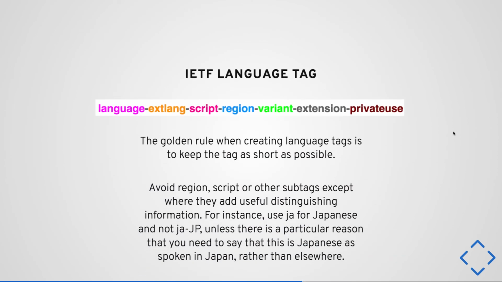So here's the full entire IETF language tag capability. Language, the extension language, the script, the region, the variant, and so on. The best practice is to use the minimal amount required to represent your purposes. For instance, there is no value in representing Japanese as JA-JP, Japanese as spoken in Japan, unless you're trying to exclude everything else.